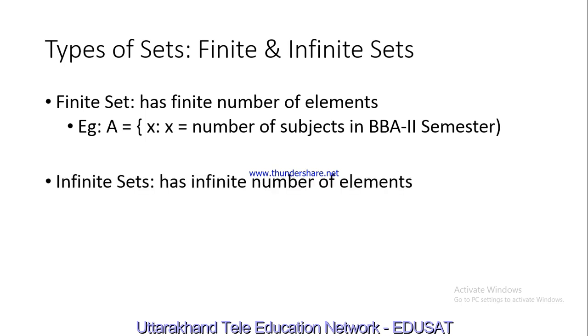Now let us talk about infinite sets. As I have told you, an infinite number of elements would be there. Example: A = {x such that x is an even number}. So basically this is a set of all the even numbers: 2, 4, 6, 8, 10, 12, 14, stretching up to infinity, and that is why this is an infinite set. So these are the differences between the finite and infinite set. Very, very simple.